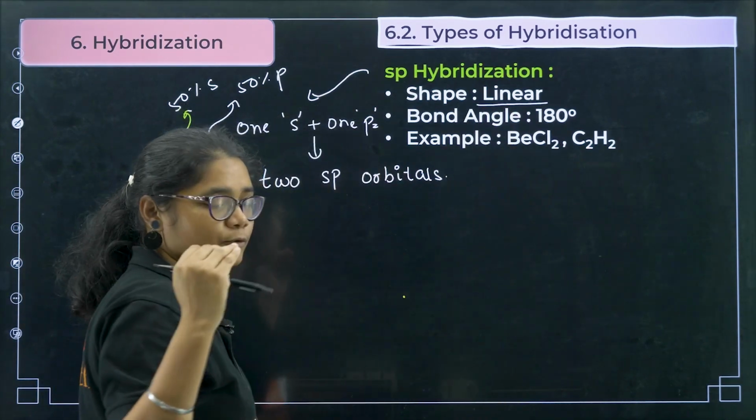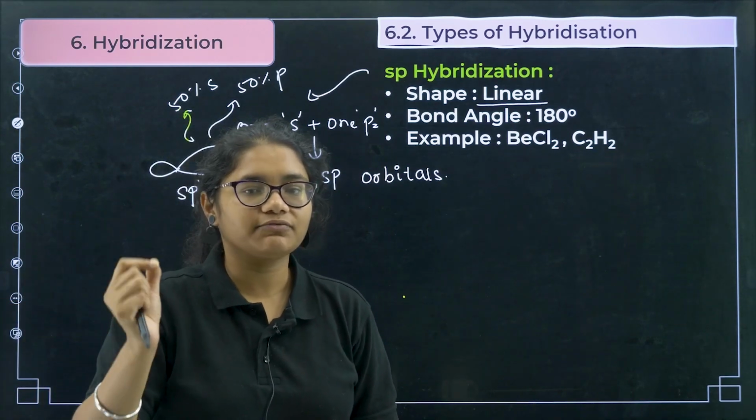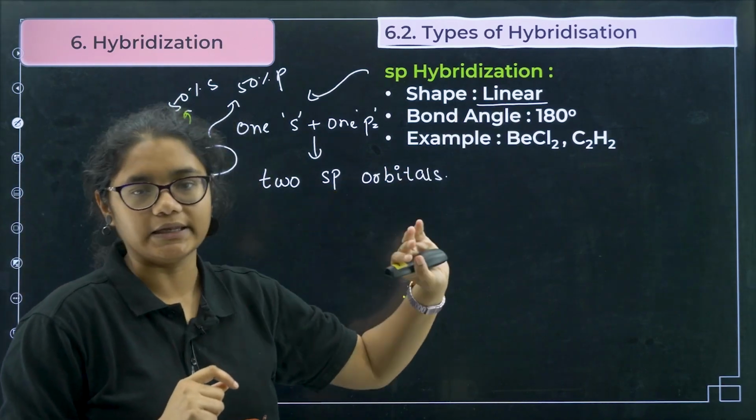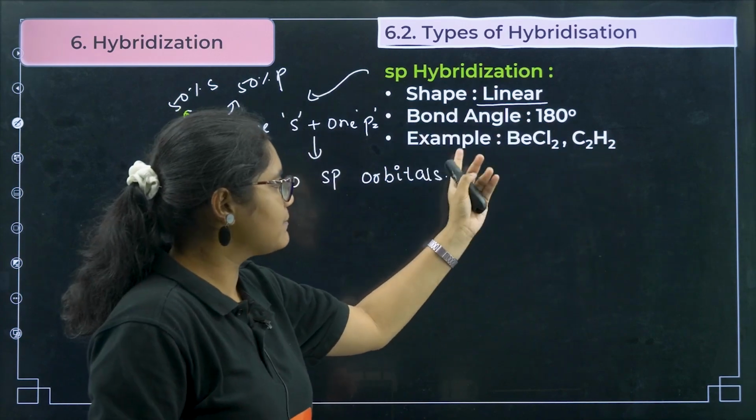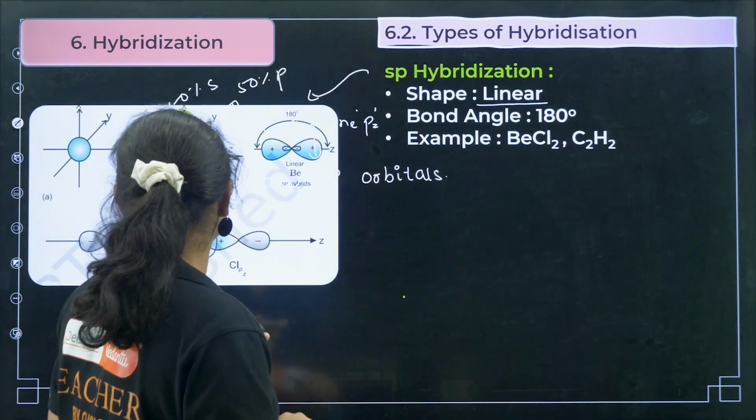I told you the last point, hybridization can tell you about the shape of the molecule. So if there is sp hybridization, then the molecule shape will be linear. If it is a linear shape, the bond angle is 180 degrees. Examples are BeCl2 and C2H2. Now let us see these examples.